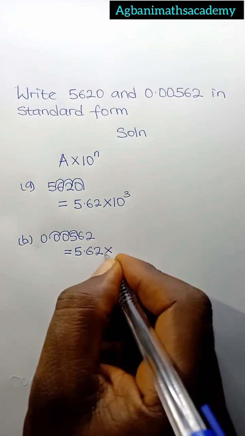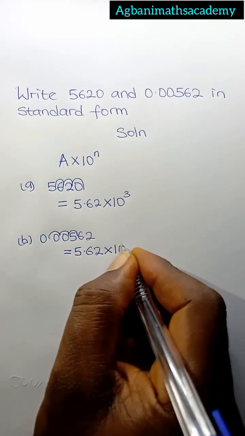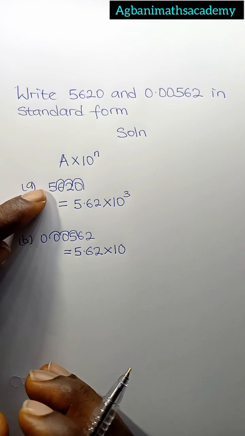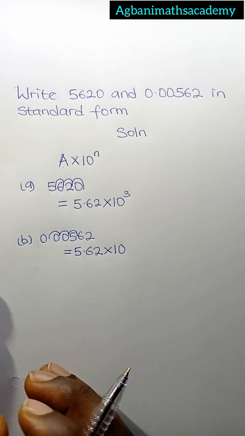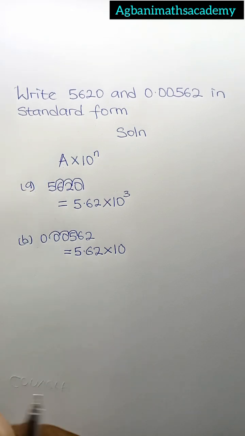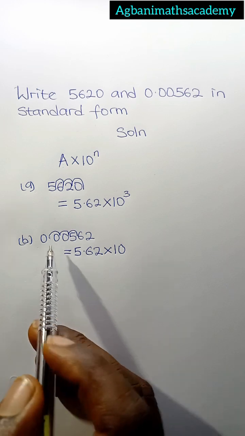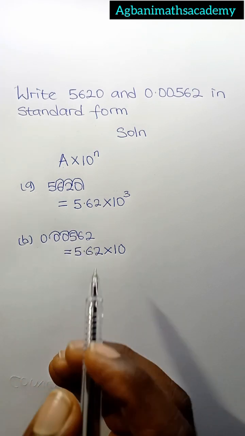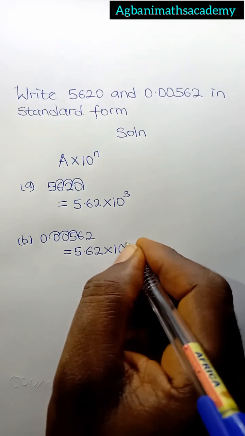We bring our multiplication sign down. We bring our 10 down. The next thing we have to write is the value of n. Remember, n is the number of times you move the decimal point. In the first case, we moved the decimal point to the left, and our value of n was positive. In this particular case, we are moving the decimal point to the right. Our n is going to be negative. So how many times do we move to the right? 1, 2, 3. This means our value of n is minus 3.